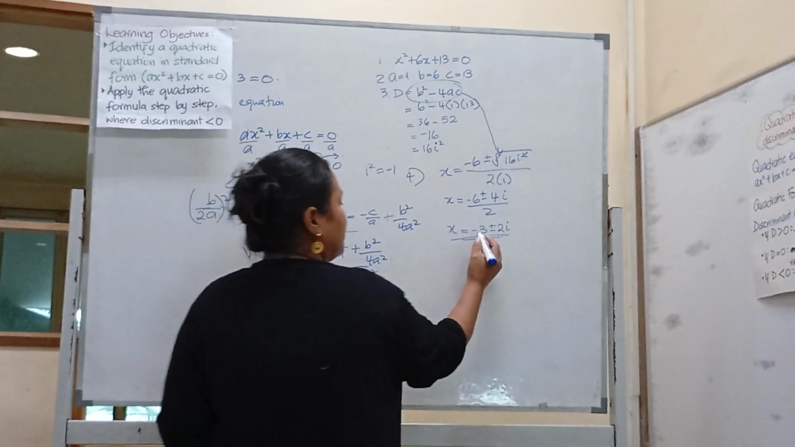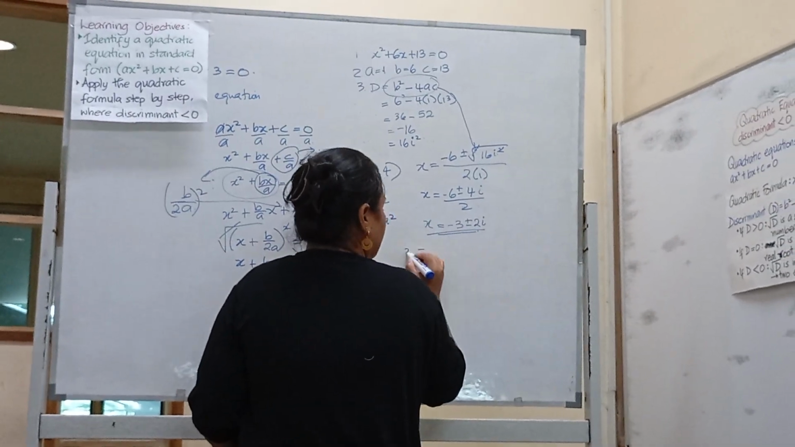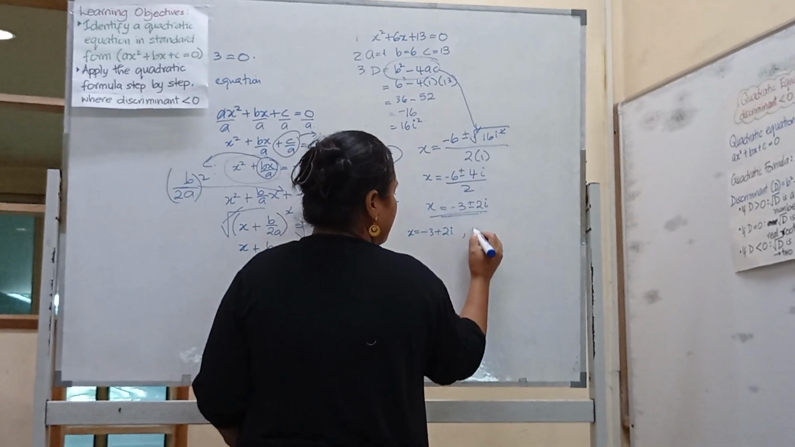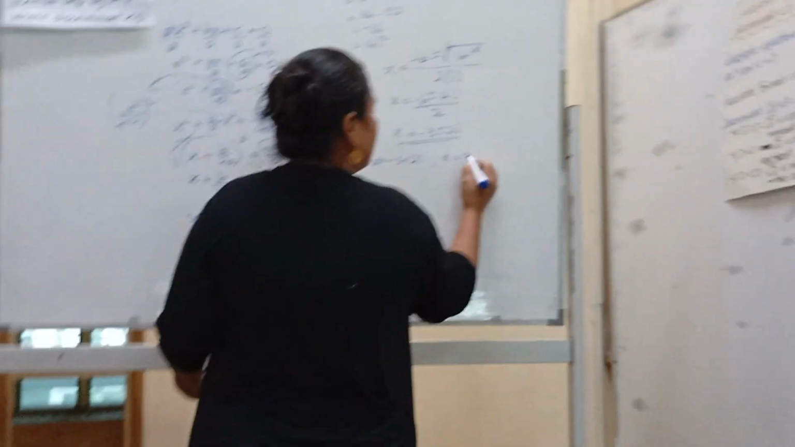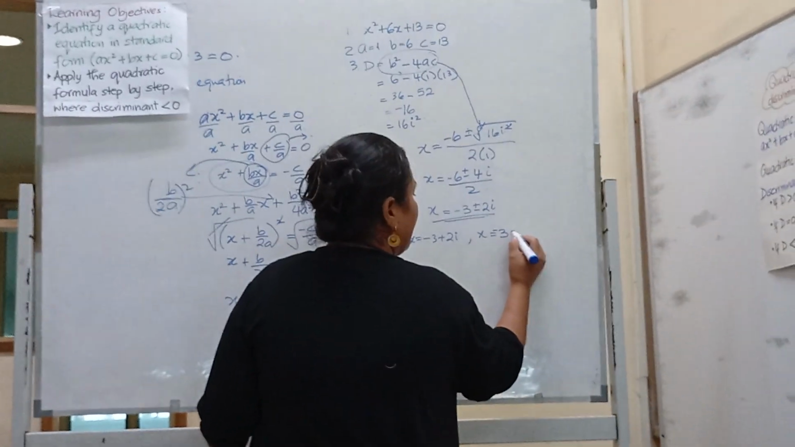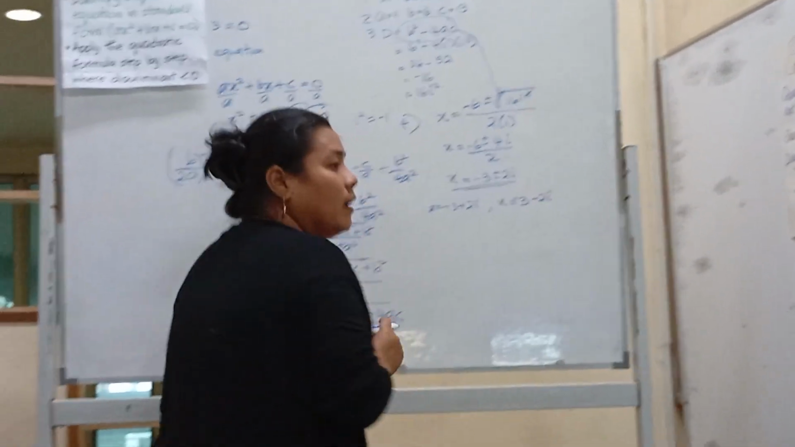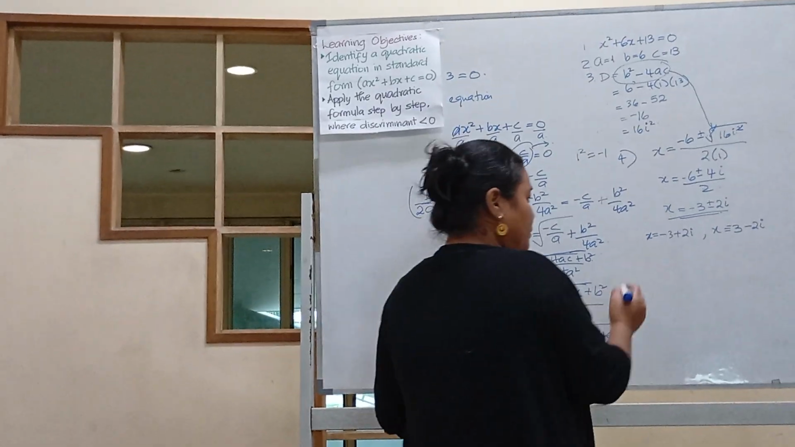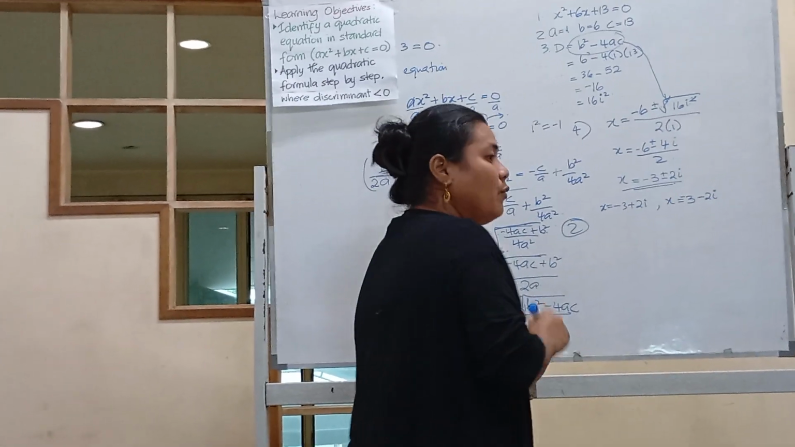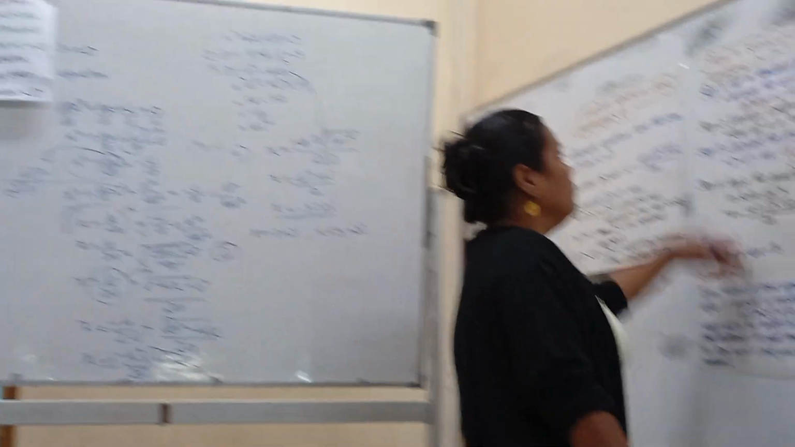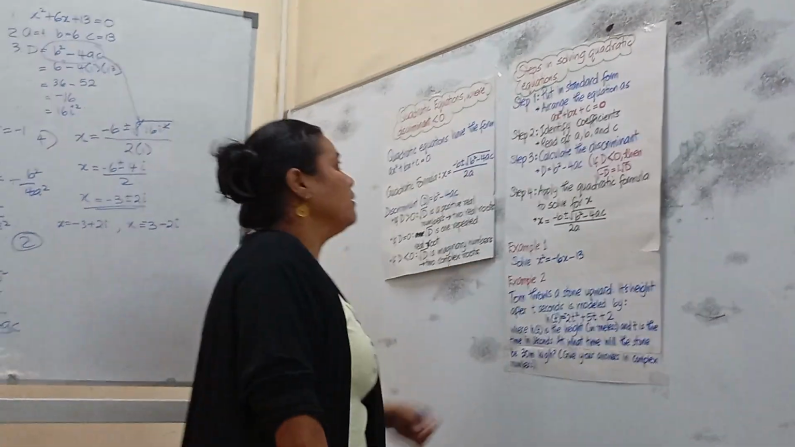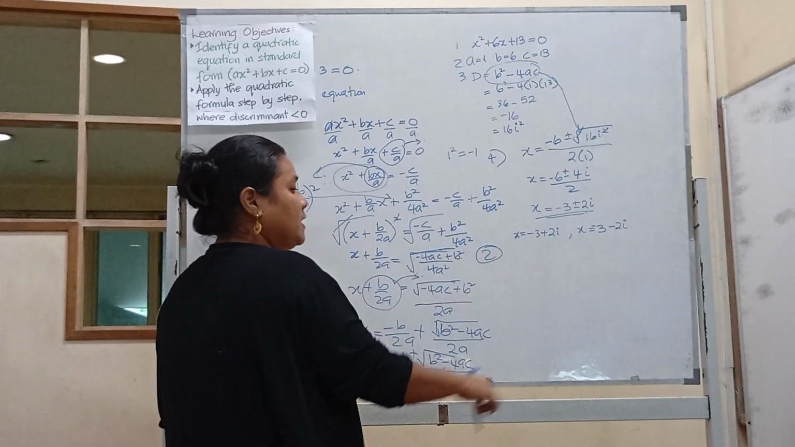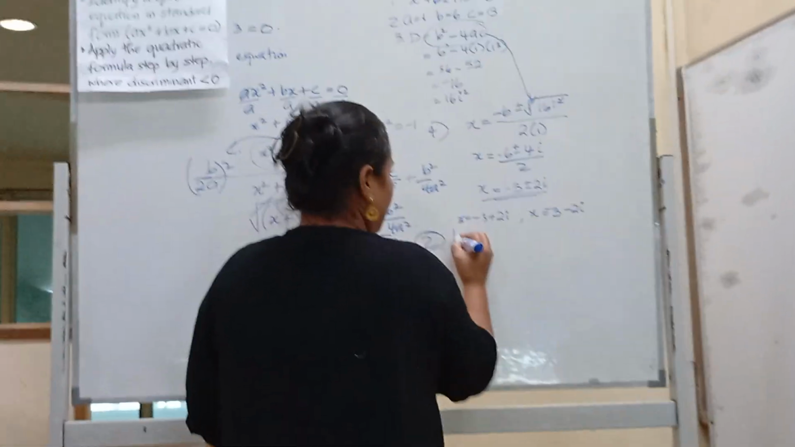And that is two numbers because x is equal to negative 3 plus 2i, and the other one is x is equal to negative 3 minus 2i. Okay, now we're coming to the second example, example 2. We also have to do it in solving a quadratic equation, so we have to follow the steps.